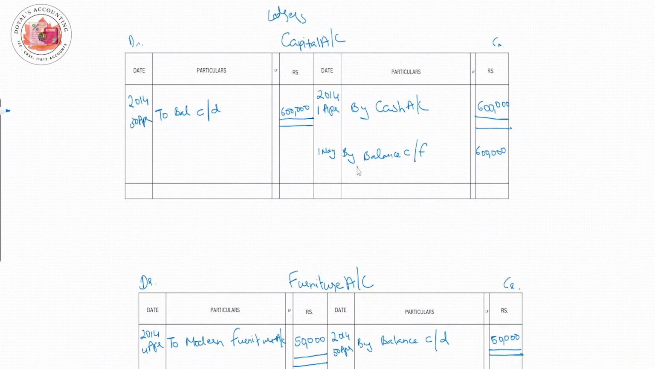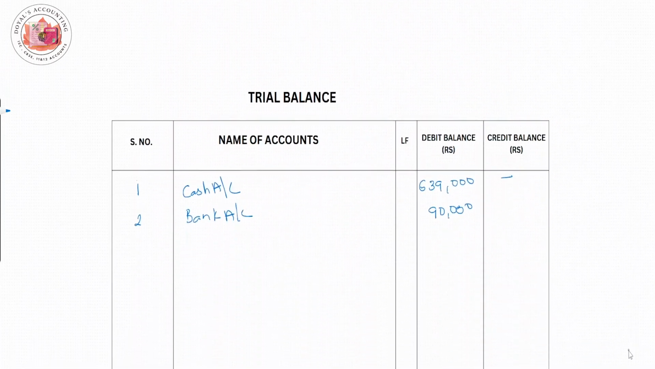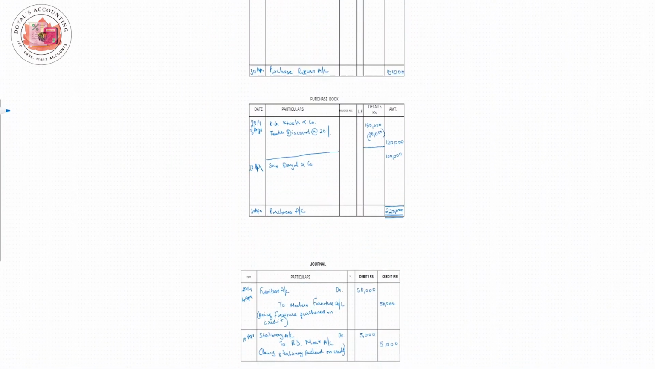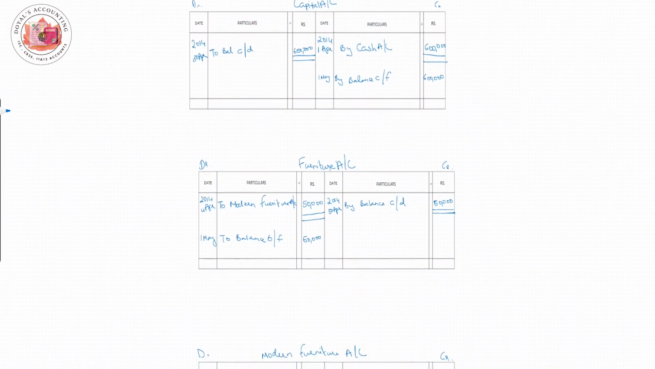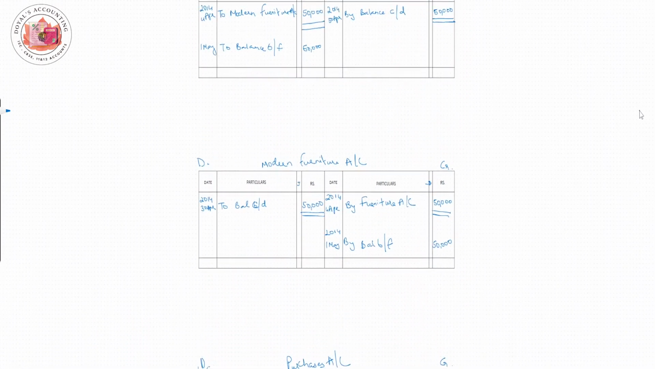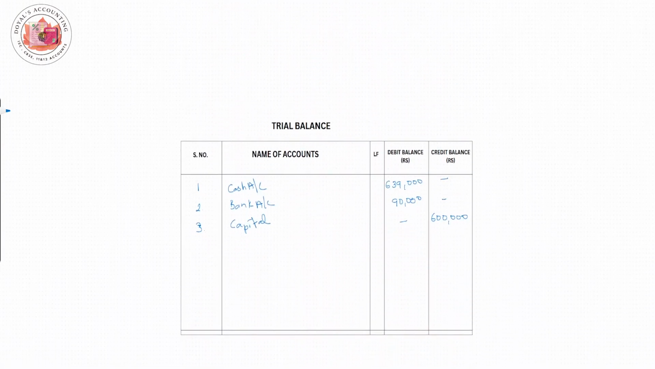So my ledger has an opening credit balance, and it is of 6 lakhs. So I will write capital. Number 3, capital, on my credit side 6 lakhs. Let me go to the next account. Furniture account 50,000 debit balance. And modern furniture account, a creditor, a credit balance. So okay, I'll record both of them.